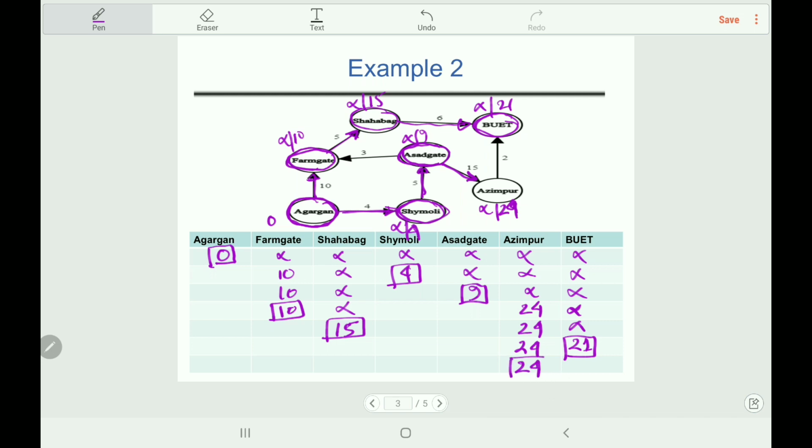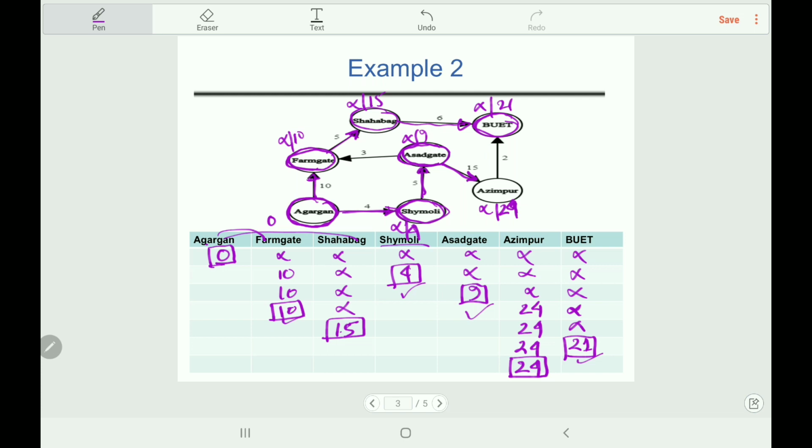Now the next minimum one is 24, which is Ajimpur. From Ajimpur we cannot move anywhere, so we have done it, and the minimum distance or the shortest path from Agarga to Farmgate is 10, from Agarga to Shahabag is 15, from Agarga to Shamoli is 4, from Agarga to Asadgate is 9, from Agarga to Ajimpur is 24, from Agarga to Buet is 21.